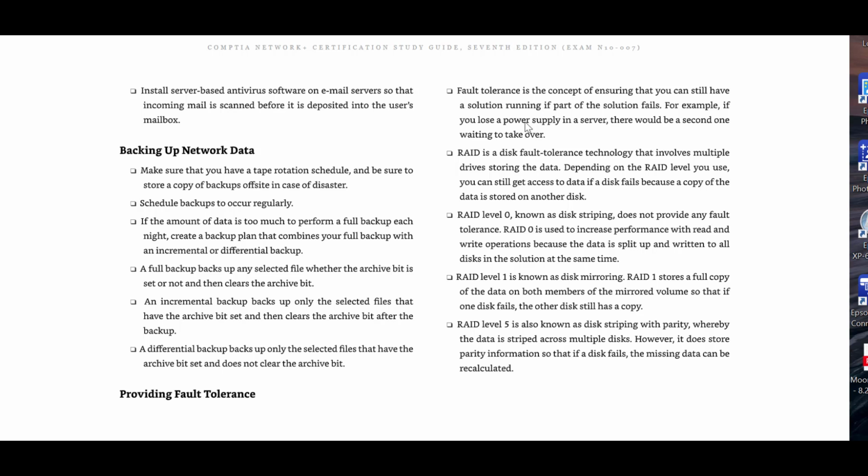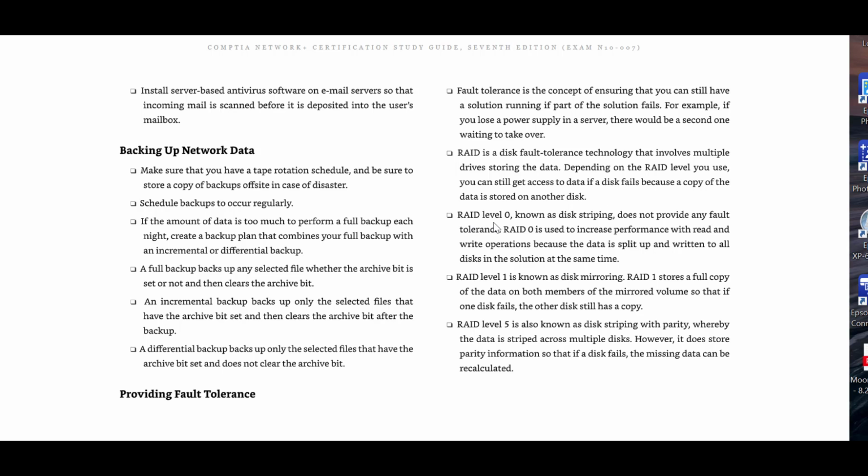Their example here is you lose power in a server, then there'd be a second one waiting to take over. That'd be like a hot backup. RAID is a disk fault tolerance technology that involves multiple drives storing the data. And depending on the RAID level you use, you can still get access to data if a disk fails because a copy of the data is stored on another disk.